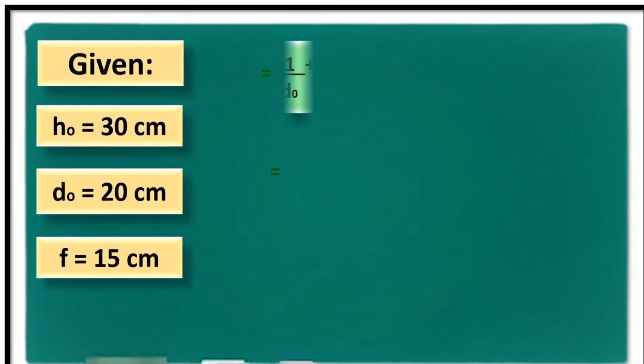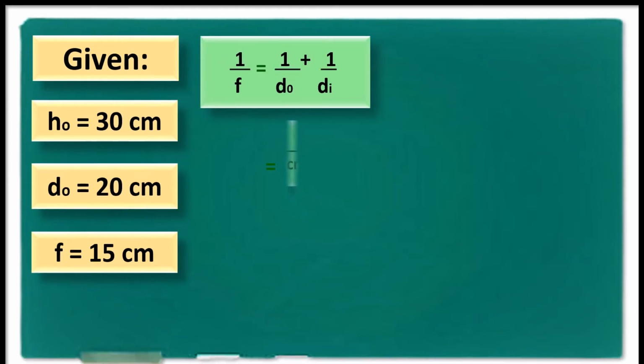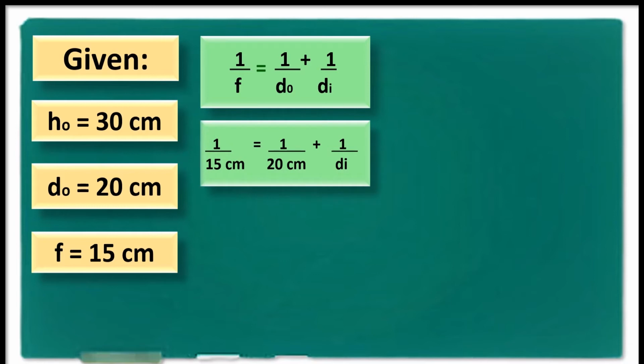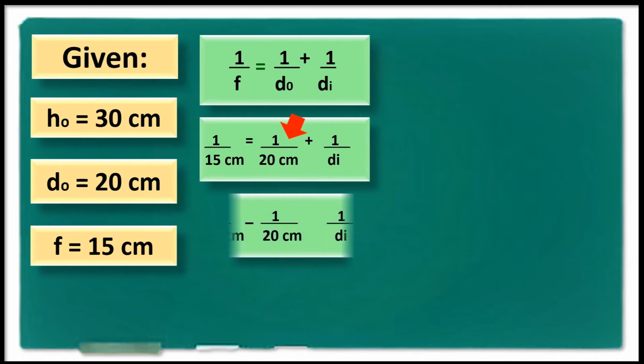To solve for the image distance, we will use the formula 1 over F equals 1 over DO plus 1 over DI. Then, substitute the values for F and DO. So we have 1 over 15 centimeters equals 1 over 20 centimeters plus 1 over DI. After substituting the values, we have to transpose 1 over 20 centimeters to the left side of the equation. We must also change its sign from positive to negative. So, our new equation will be 1 over 15 centimeters minus 1 over 20 centimeters equals 1 over di.